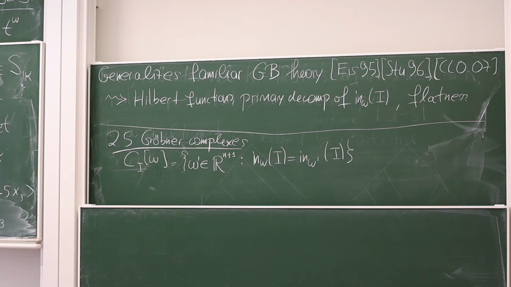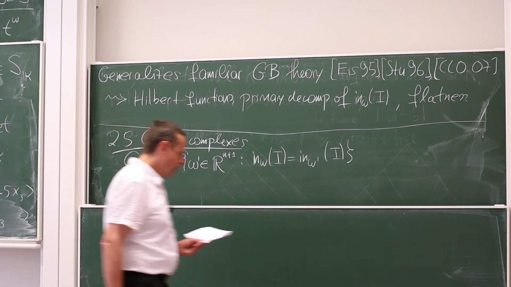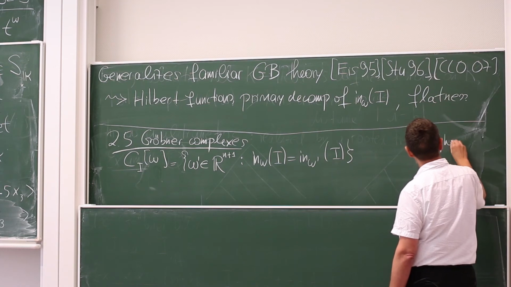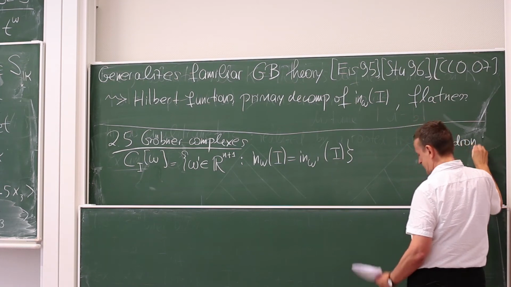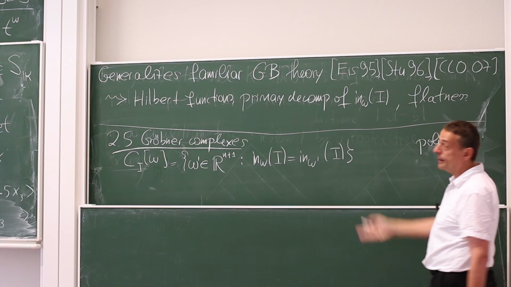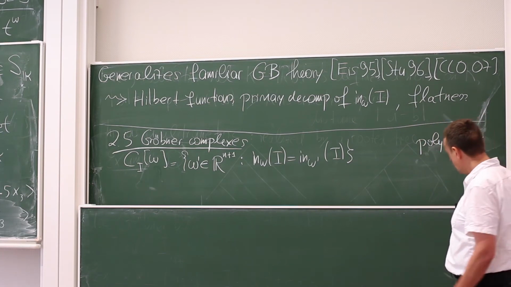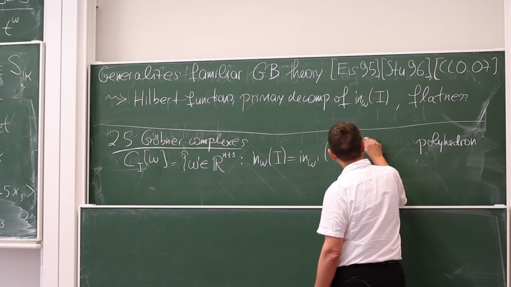So I have an ideal, you have a weight vector, and then we look at all w primes, all other weight vectors that pick the same initial ideal. That's a subset of R^(n+1). Now, what kind of subset is it? Well, I claim that's a convex polyhedron in R^(n+1). It may be bounded, might be a polytope, but it need not be.